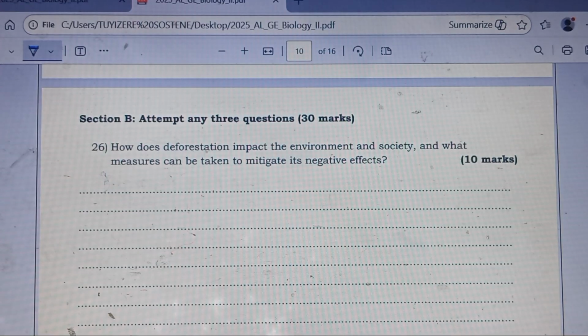So the first impact here is loss of biodiversity. You can also put soil erosion, climate change, and effect on community. The solution to overcome that challenge is reforestation. You may also apply conservation. Also, the government may put a policy that gives punishment to the person who causes deforestation. That is for 10 marks.